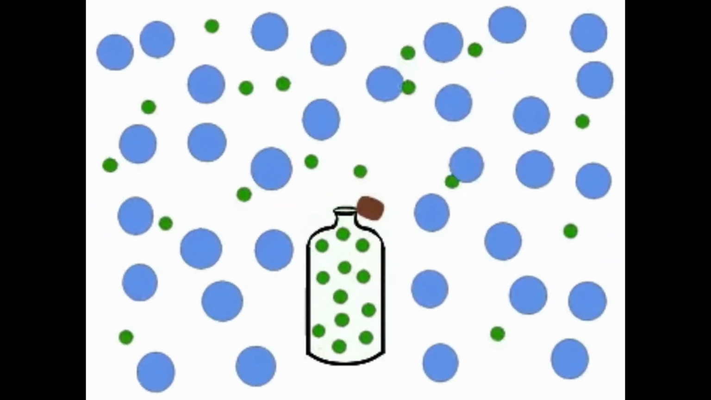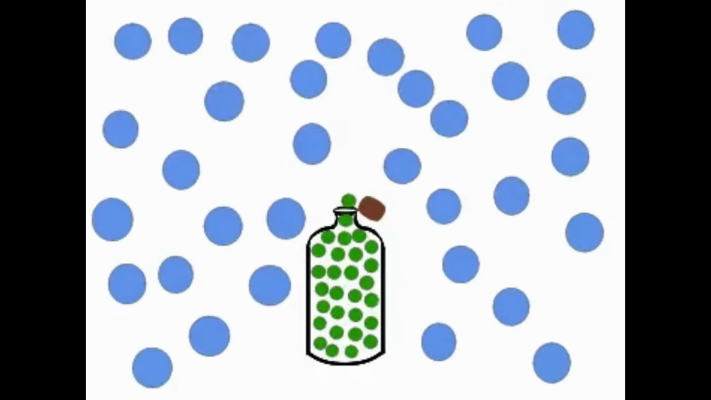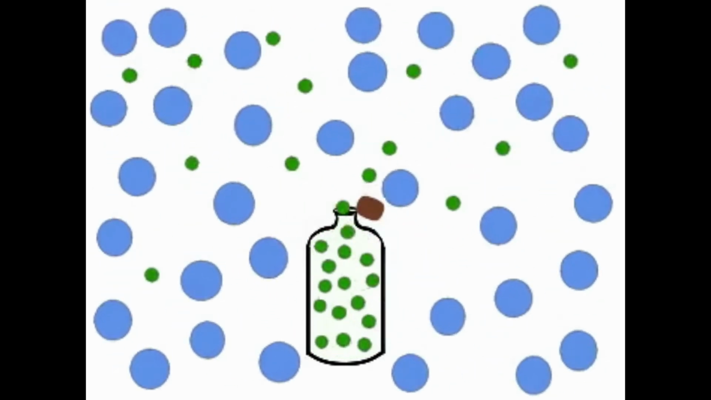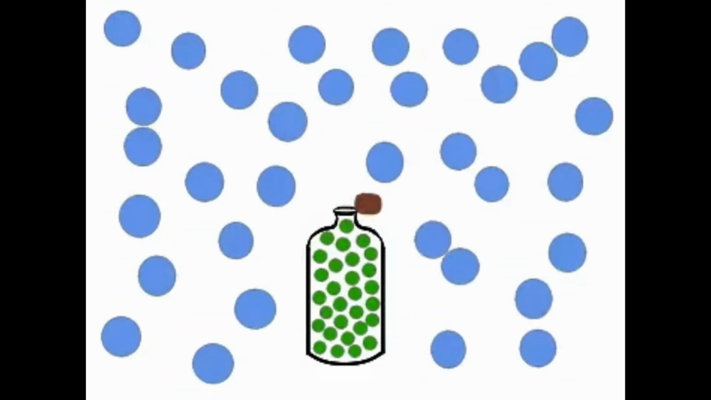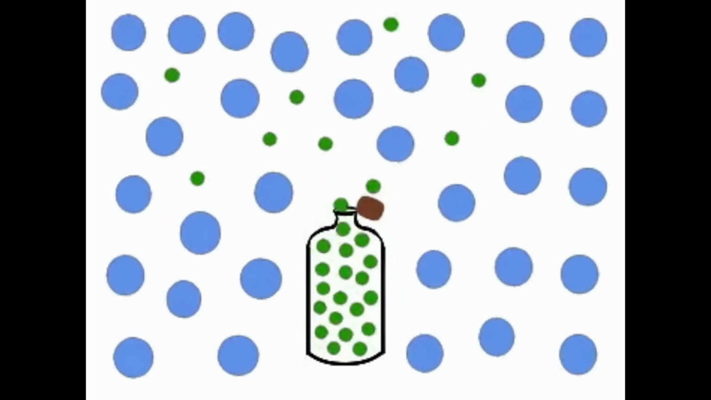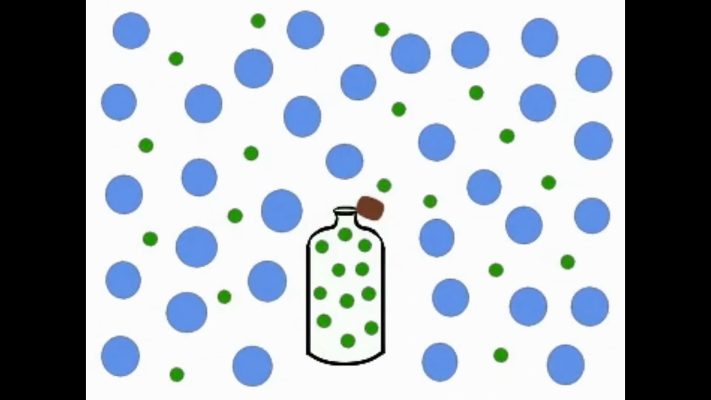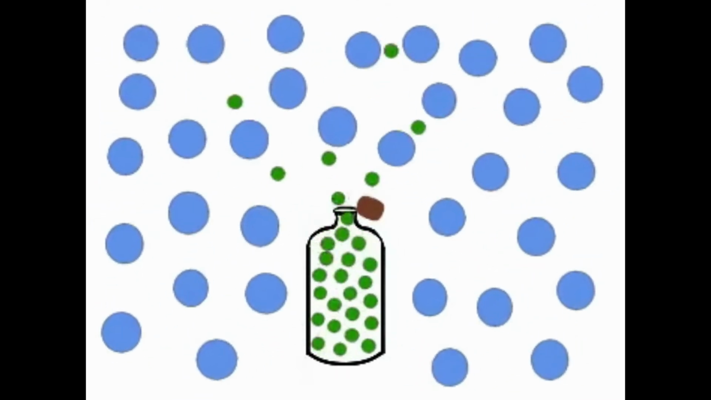As seen in this animation, the green particles start highly concentrated within the bottle, eventually moving out into the open system. This is done until there is an equal concentration of green particles in and out of the bottle.